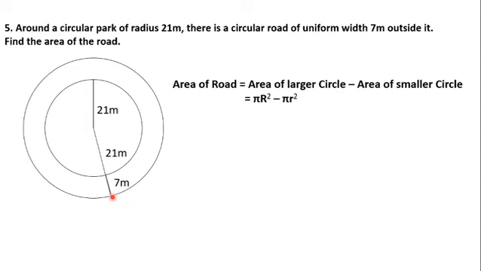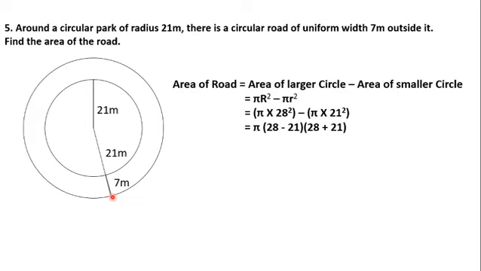All right, so we'll insert values. We have pi times 28 squared, which is the radius of the larger circle, minus pi times 21 squared, which is the radius of the smaller circle, and that will give us the area of our road. Here our pi is common, and then we'll have 28 squared minus 21 squared. Okay, and we can use the difference of two squares, so we'll have pi into bracket 28 minus 21, and then we'll close that bracket, open another one, 28 plus 21.